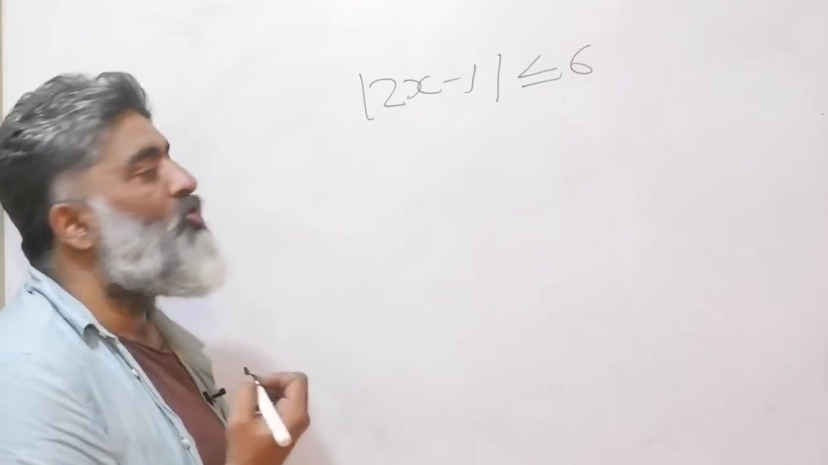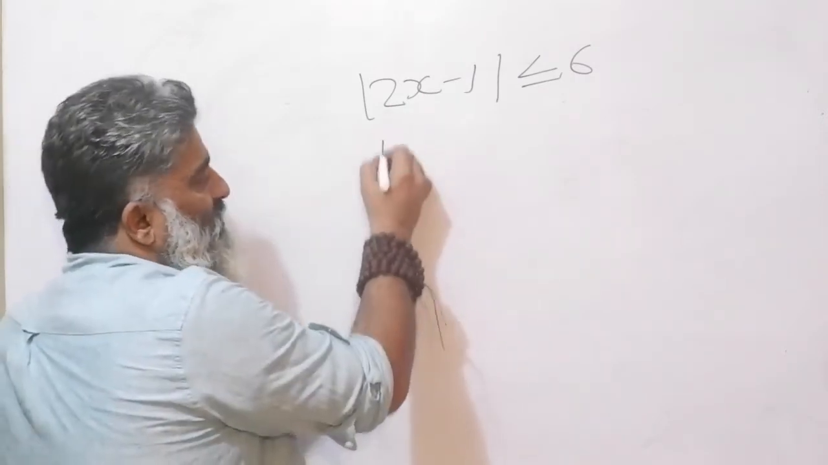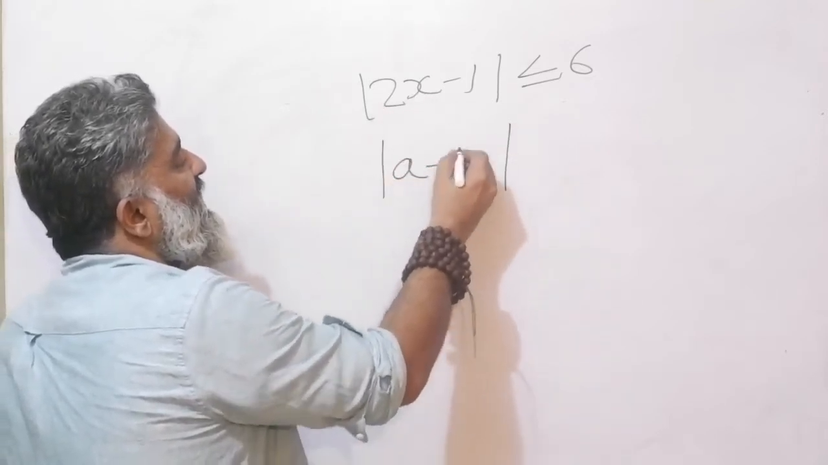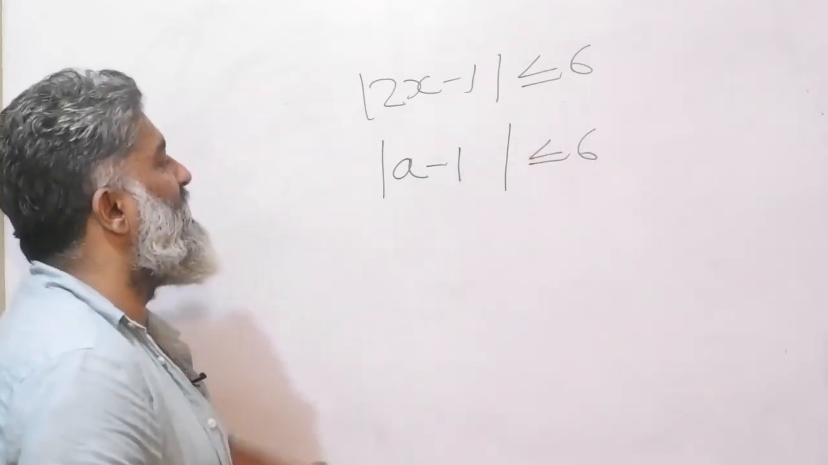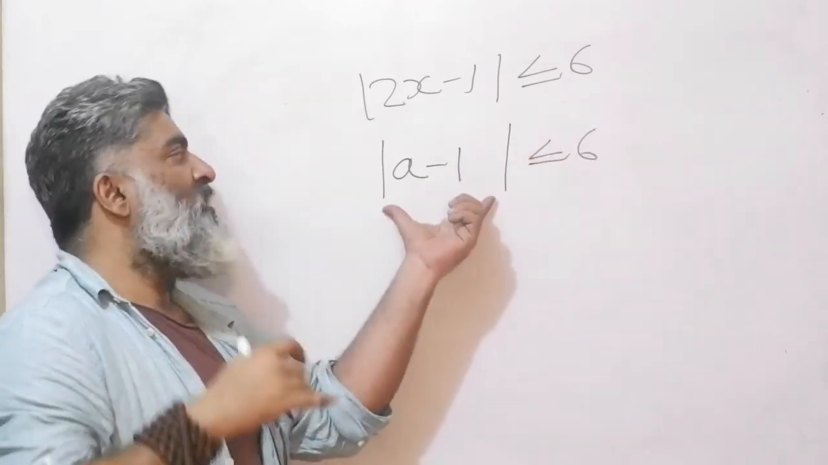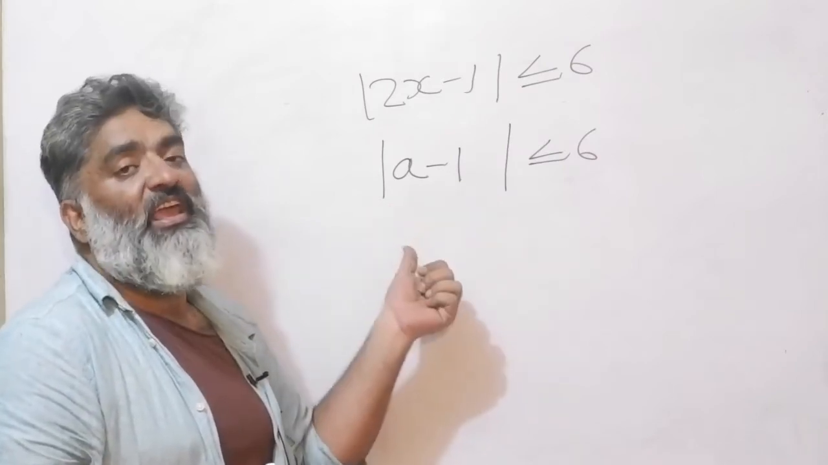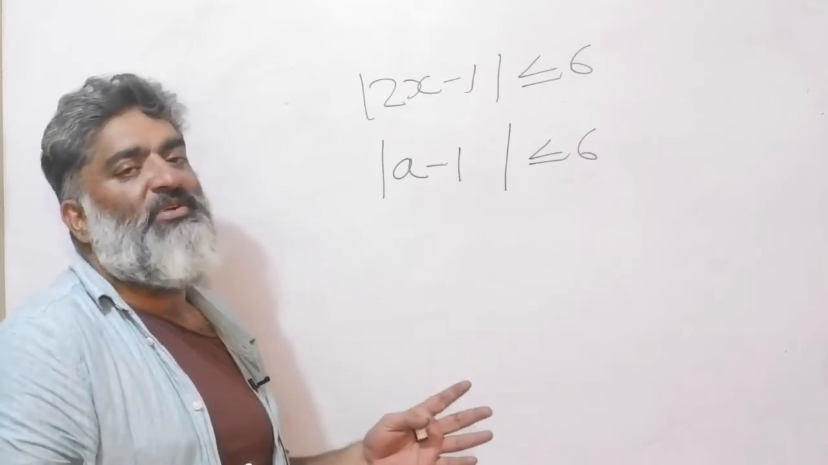And now I want to go for the distance interpretation. And my first step, because we have already looked at the idea, instead of 2x, I'll just call it a: a minus 1 less than equal to 6. Ignore the inequality for a second. Look at this part of the story. We have already looked at how a minus 1 means the distance of a from 1. Any subtraction is like that, it gives you the distance between 2 points.